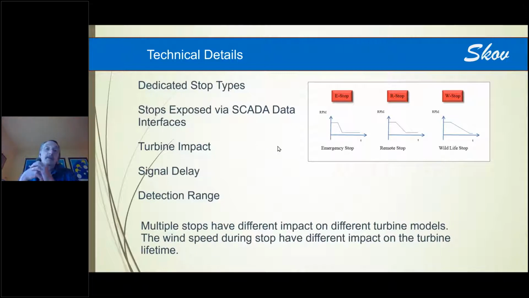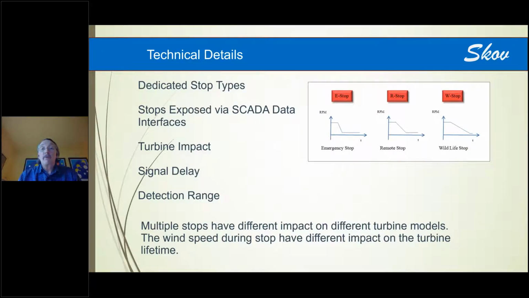Another technical detail for both birds and bats is that collision mitigation currently works by issuing stop commands to the turbines. There are some different variations on these stop commands. I'm trying to illustrate this with just 3 different stop types: the emergency stop, the remote stop, and the wildlife stop.